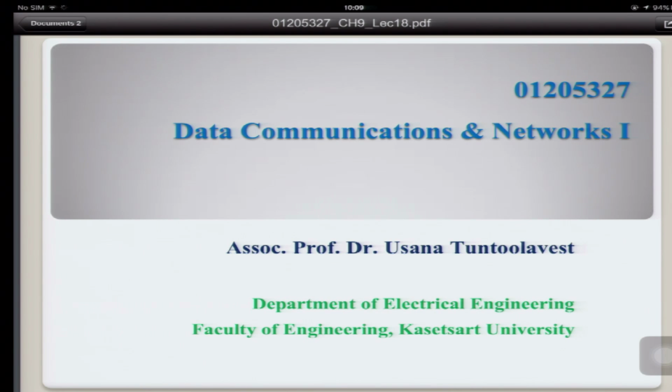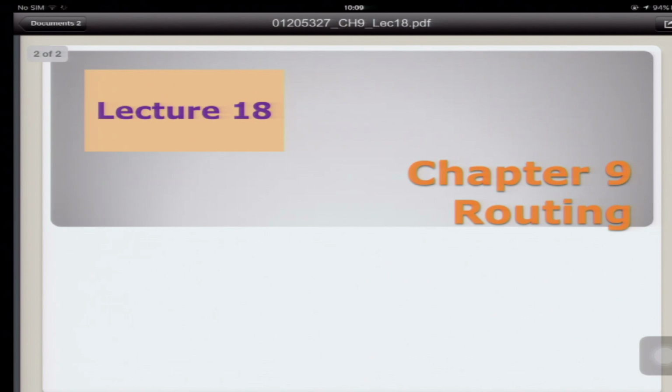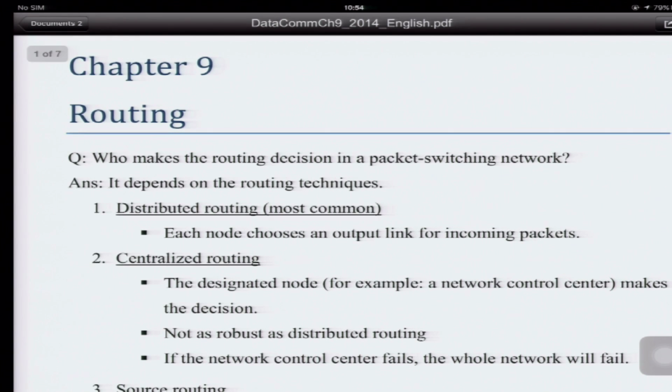For this class of Data Communications and Network 1, it will be on Chapter 9, Routing, and it's lecture 18 of the video. Chapter 9 is about the routing decision in a packet switching network. It depends on how we make the routing decision and who makes the routing decision. The answer depends on the routing techniques.